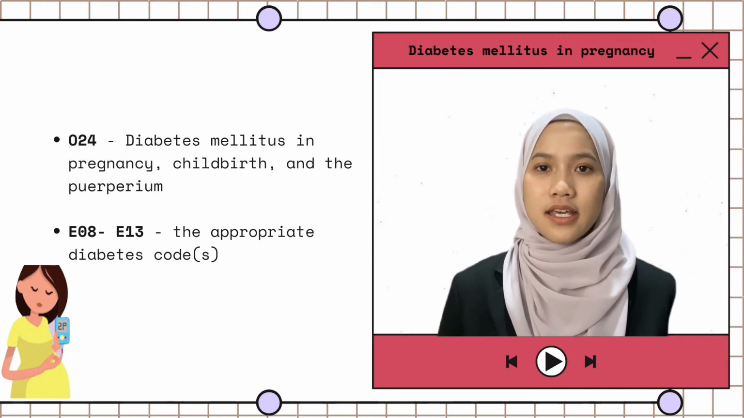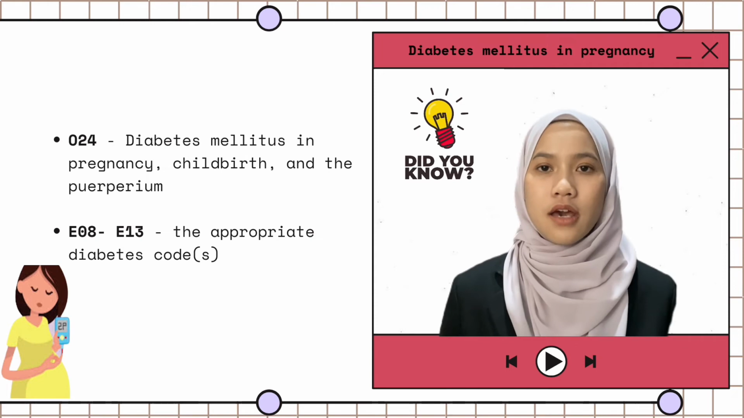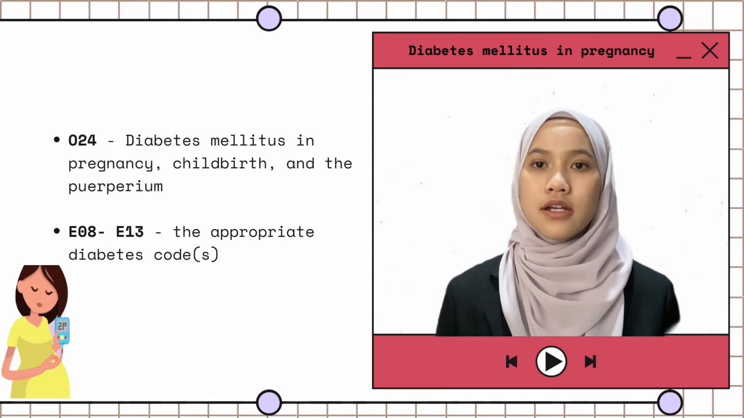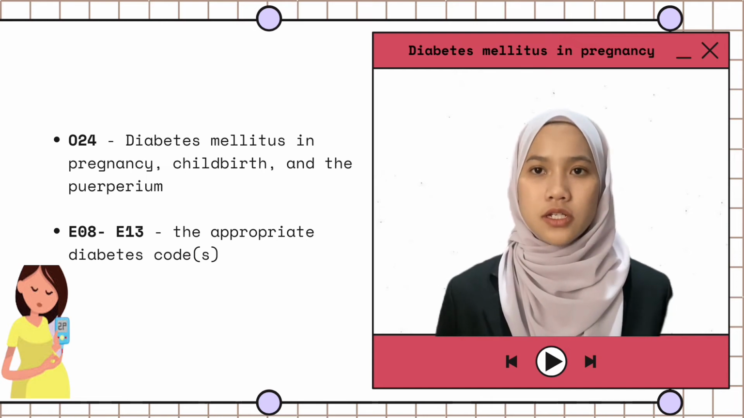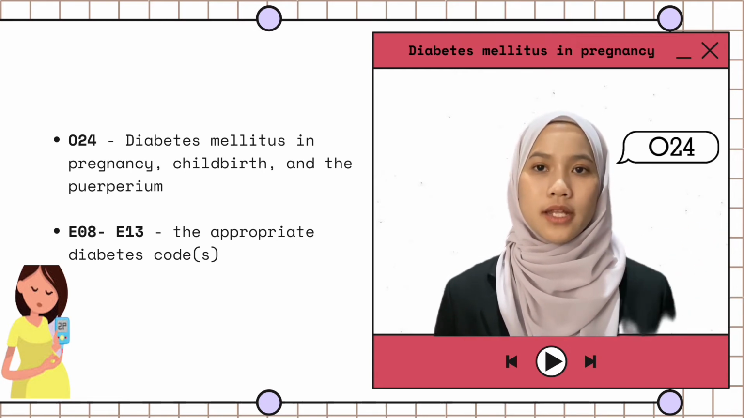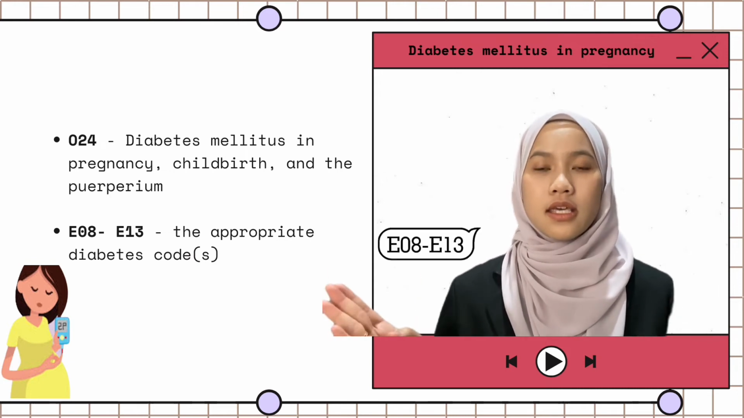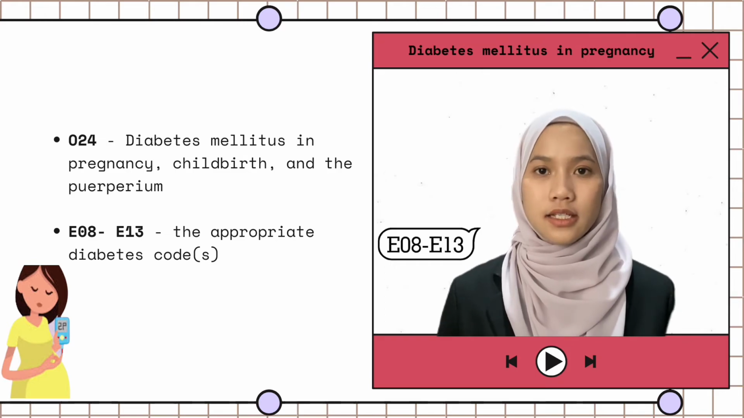And the other guideline is diabetes mellitus in pregnancy. Did you know that recent studies have shown that Asian women are at a higher risk of developing gestational diabetes mellitus? And during this condition, a code from category O24 should be assigned, followed by the appropriate diabetes code from E08 to E13 for pregnant women who are diabetic.